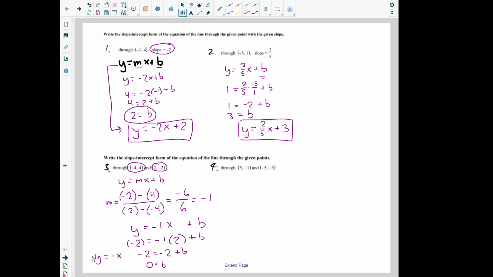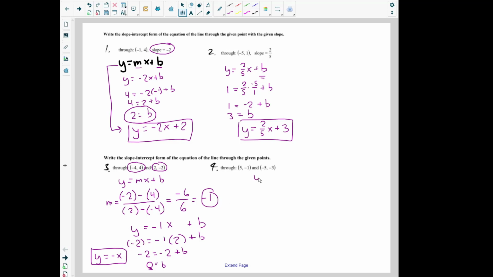So the first thing I want to talk about here is that I'm dropping the 1. We don't include 1s, right? But the negative sign is there. So it's negative 1, because here's my slope, right? There's my slope. So I'm going to put negative 1x, but I don't write the 1. And then plus 0, but because we don't write zeros, we're just going to leave it like this. So y equals negative x is the answer.